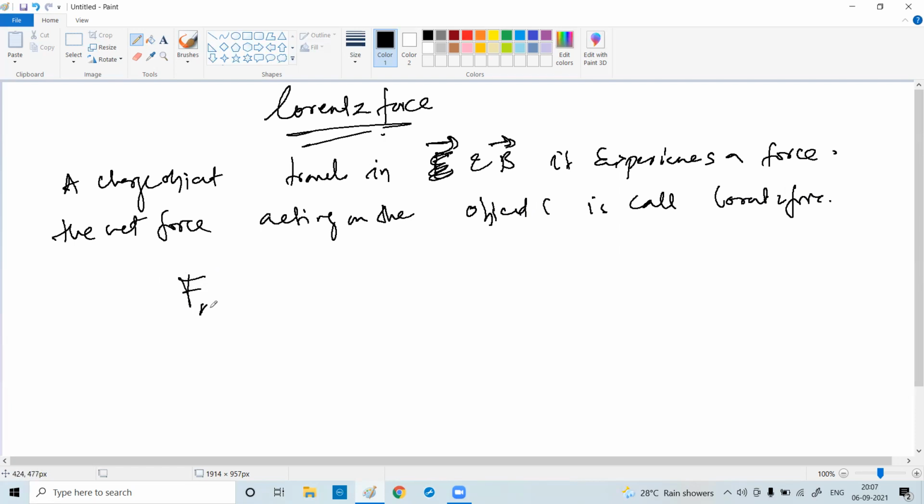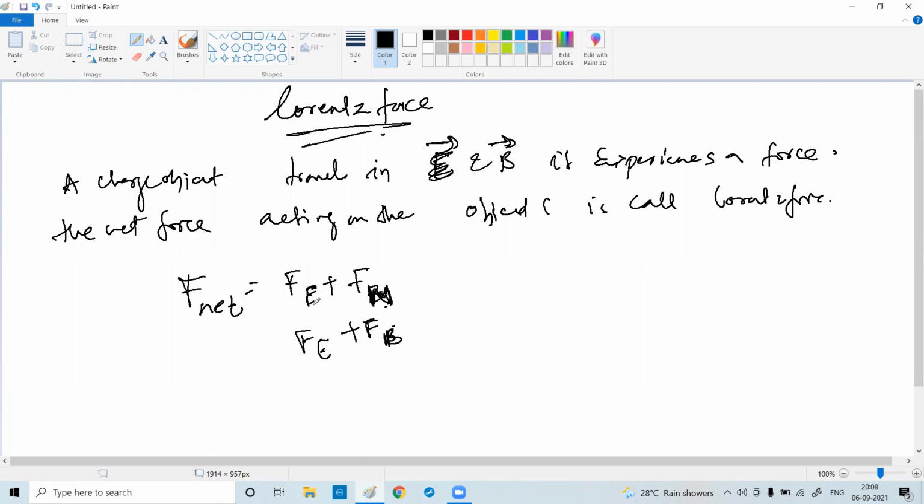So the total force F net will be Fe plus Fb or Fm. Some say Fm, some say Fb. Fb means force due to magnetic field. M also means magnetic field. Some books write M, some write B. I think your book writes M, I guess.